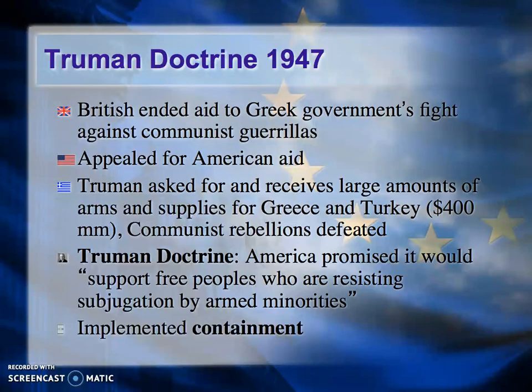So the Truman Doctrine is the passing of the torch from the British Imperial Empire over to the United States. Greece and Turkey are having difficulties with communist rebellions. The British are hurting after World War II, and they don't really want to help the Greeks and the Turks out because they have their own issues. So they ask for U.S. aid.